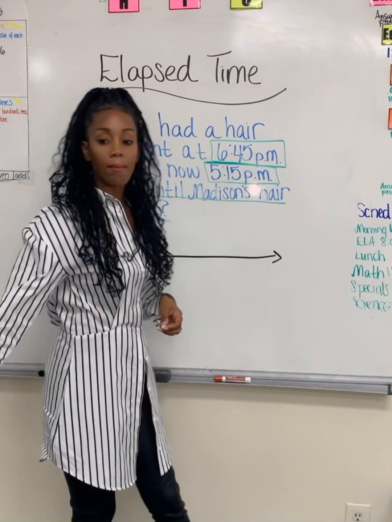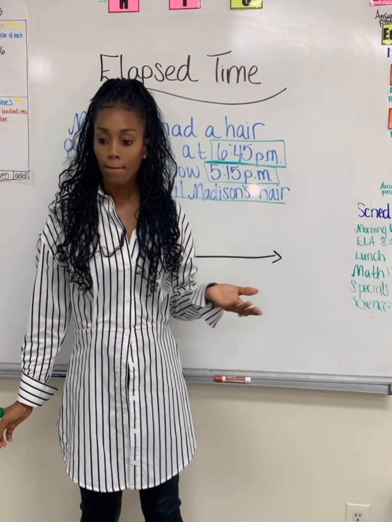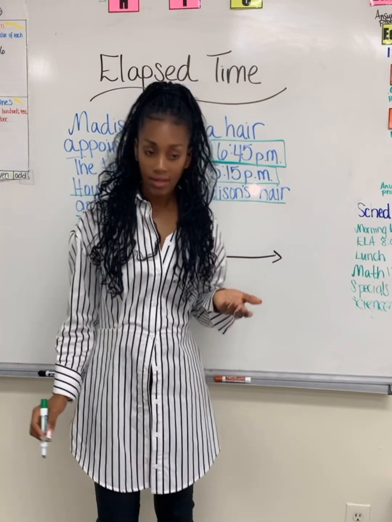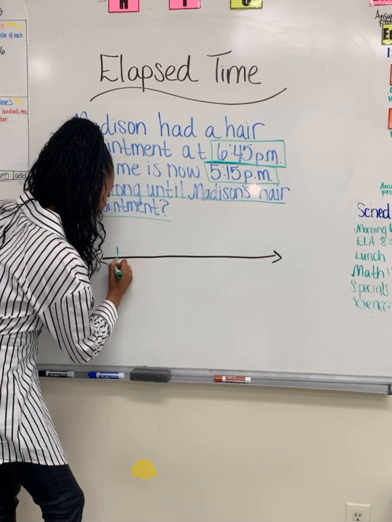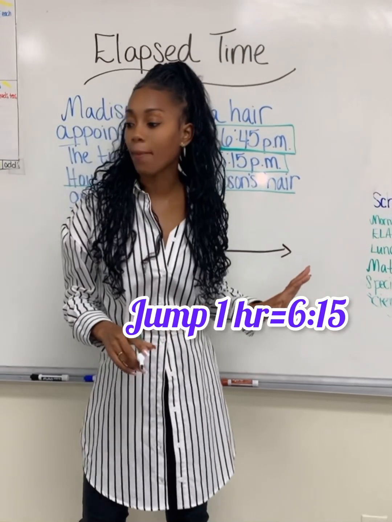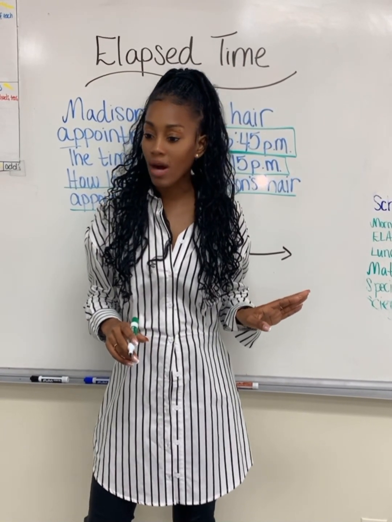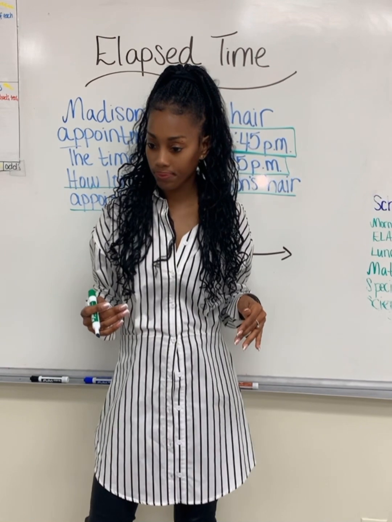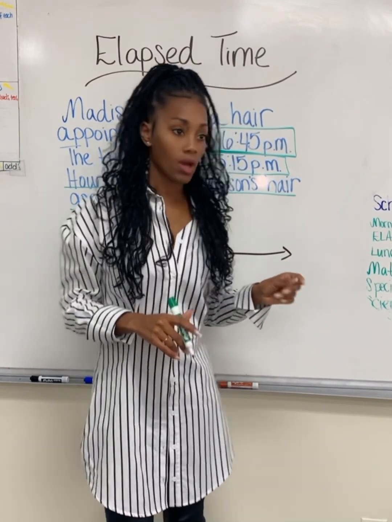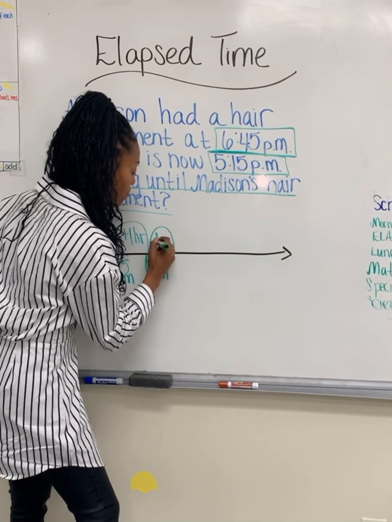Very good. On my number line, where do I start? You start at the beginning, but at what number? 5:15. Very good. 5:15 p.m. Now that we've stopped at 6:15, can I jump another hour? No. So what should I jump by now? Minutes. I should jump by minutes. Should we jump by fives? Yes. All right, here we go. So we're at 6:15. What is 5 minutes from there?